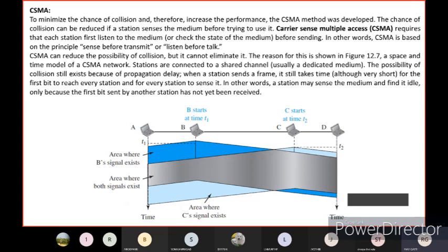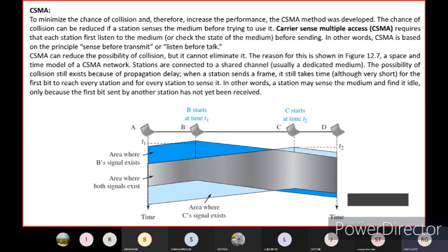Okay, in order to understand how CSMA works, you can see in figure 12.7 that we have four stations: station A, station B, station C, and station D. B starts at time T1 and C starts at time T2. When a station wants to access the channel, it senses whether someone has already initiated or not. If no one has, then the stations will try to access the channel and transmit the data.